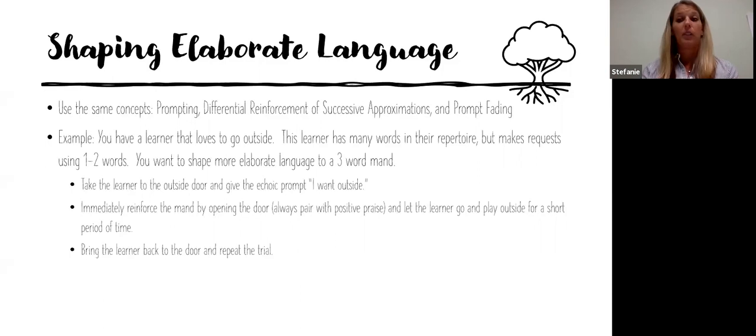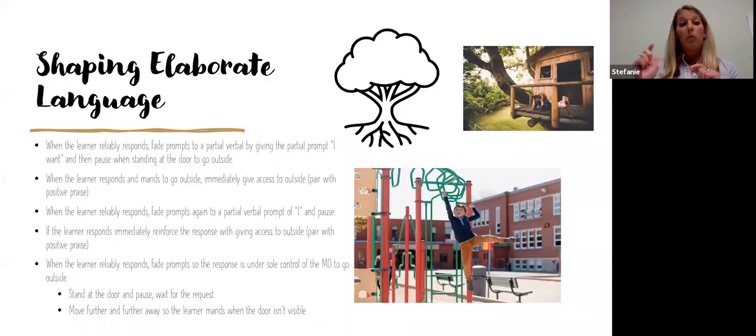So you stand at the door. When the learner reliably responds with the echoic for the full sentence, I want to go outside, we can start fading our prompts. Now we're going to do a partial verbal. You'll stand at the door when the learner is ready to go out and they're waiting, looking at you. You can say, I want, and then we hope they fill in the sentence. The learner responds by saying, I want go outside. If not, they're not ready to fade the prompts, so we'll go back to the most successful prompt, the full verbal, I want go outside.